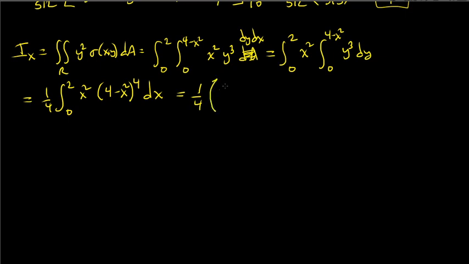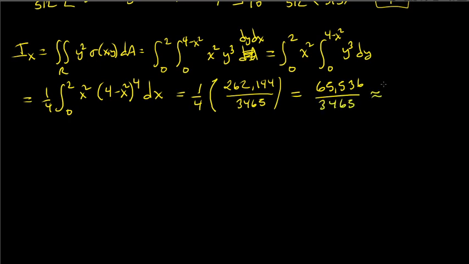Yeah, so this integral is going to be 262,144 over 3,465. Right, exactly, right? And so when you divide by 4, you get 65,536 over 3465, right? Which is approximately 18.91. Right. So here's the exact, here's the approximate. Right. And again, we didn't give units.